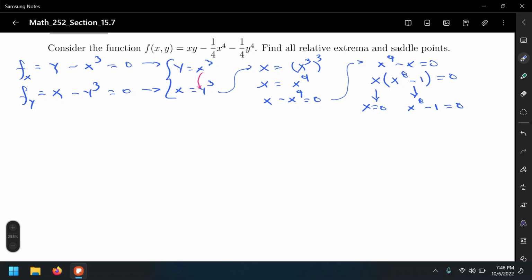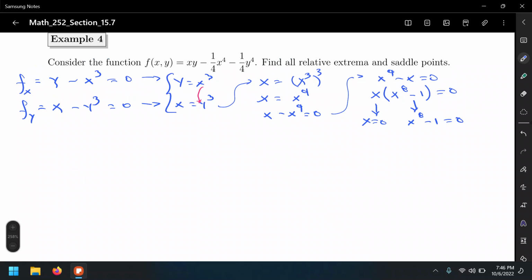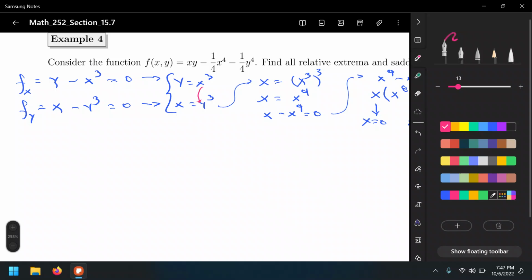For the next one, we will have to use, not the square root property, but the 8th root property. So, x to the 8th equals 1, and then we would need to find the 8th root on both sides. However, is this enough? Well, let's go back and review solving equations involving radicals.